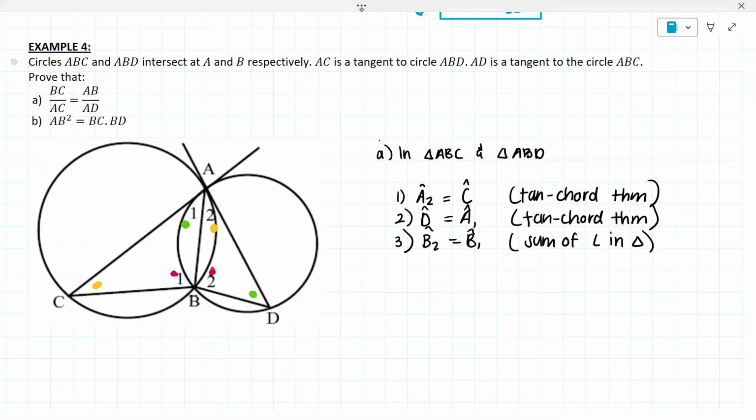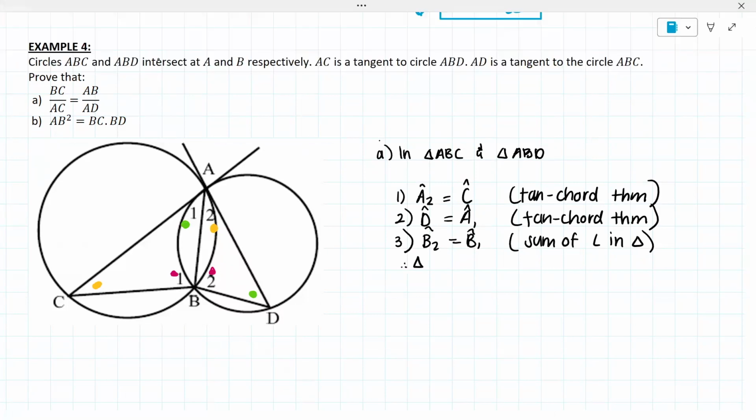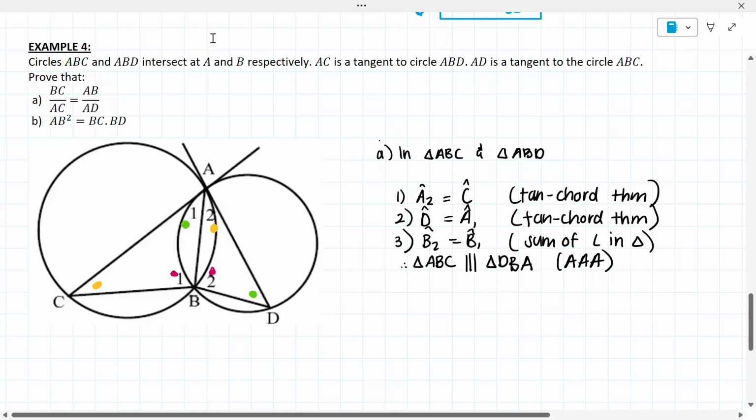And because I've proven similarity, I can now go and do the rest. Now I can say, therefore, triangle ABC, now make sure it matches up. So ABC is the triangle on the left. Angle A1 matches up with D, so similar to triangle D. Angle B, so the pink, matches up with B. And angle C, the yellow, matches up with A2, so A. Angle, angle, angle. And because I have this information now, I can potentially use it to go and show them.